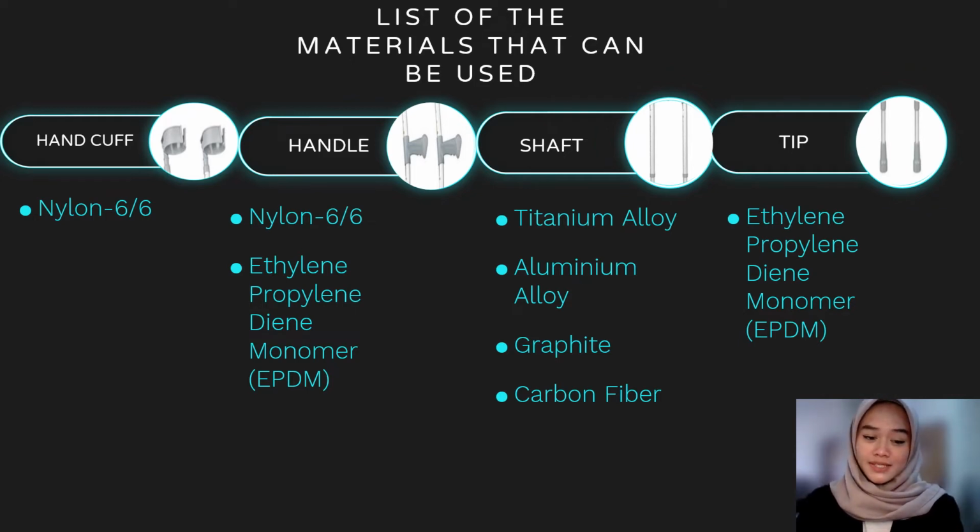After doing research, there are several types of materials that can be used in the production of each of these components. The handcuff can be made from nylon 66, and so can the handle. The handle can also be made from ethylene propylene diene monomer (EPDM) as the cushion or the pad to cover up the handle. The shaft can be made from titanium alloy, aluminum alloy, graphite, or even carbon fiber. And the crutch tip can be made from ethylene propylene diene monomer (EPDM).